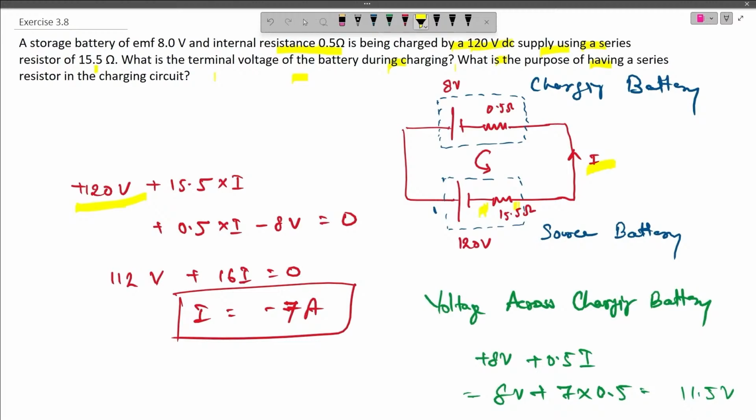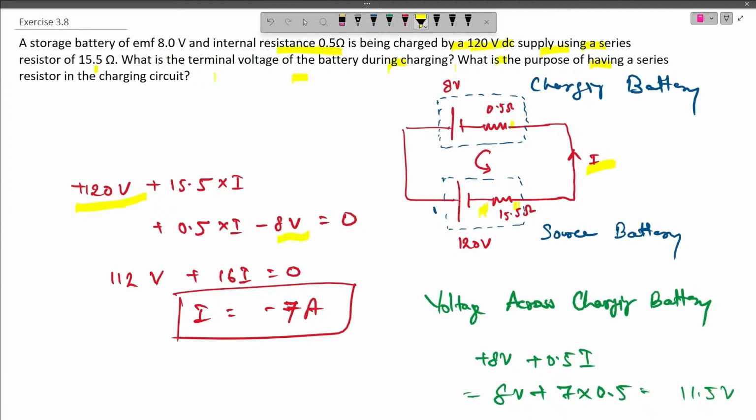Now proceeding to this resistor, we will see again that in our assumed direction the current is flowing from right to left. So this will be the higher potential point. So we can write it as 0.5 times I. Now this is the lower potential, that is the minus terminal of the battery. So we can write it as minus 8 volt.